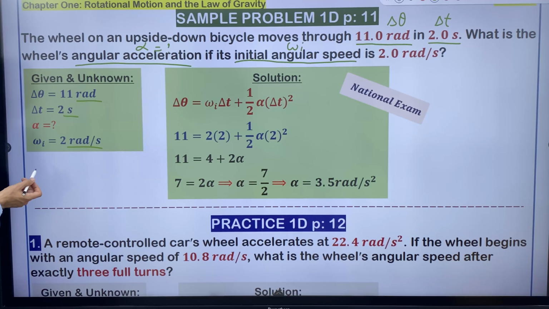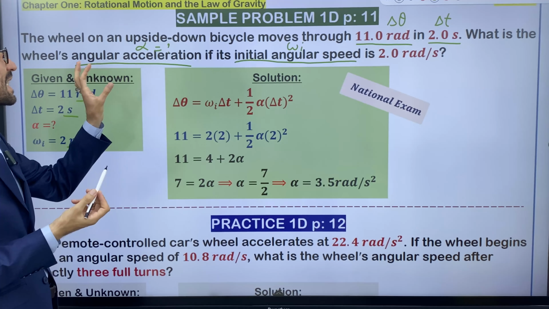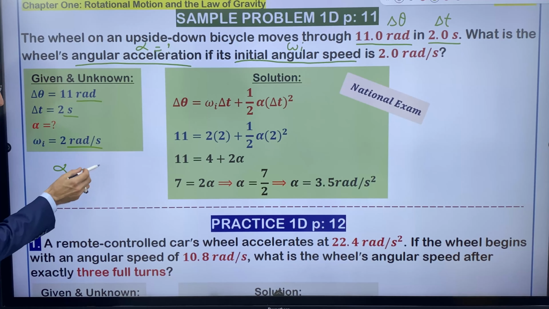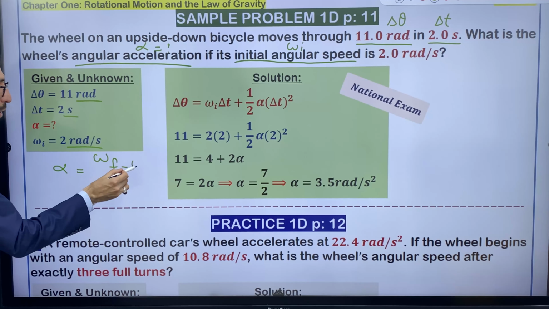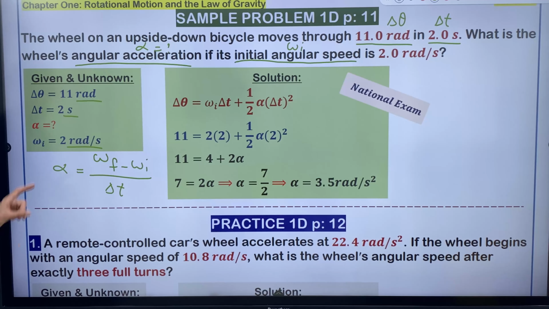So what do we look for? It says, what's the wheel's angular acceleration? We look for alpha. I'm going to write an equation and I want you to check it for me. I say alpha is equal to omega f minus omega I divided by delta t. Is it true? No, it's not true because we neglected delta theta. You have to write an equation that includes delta theta.